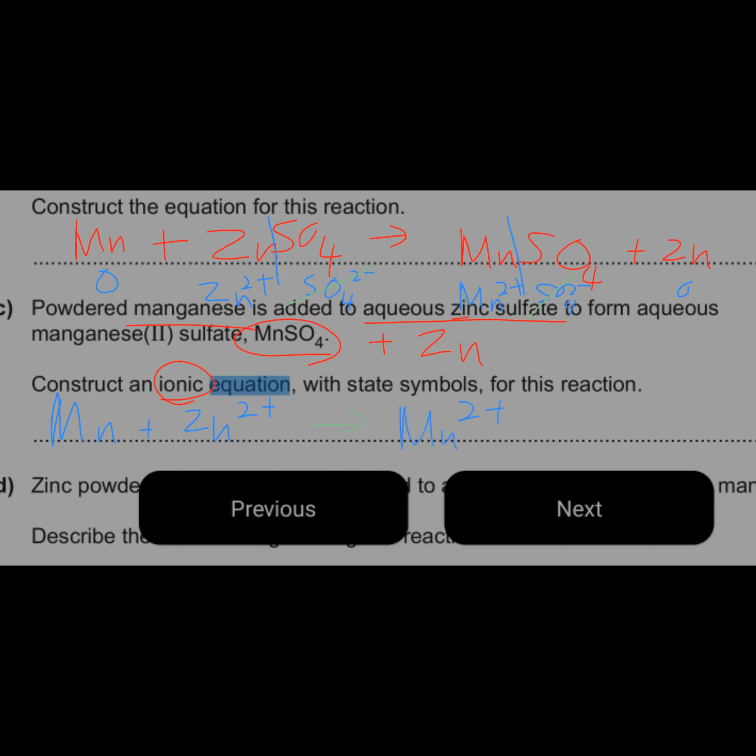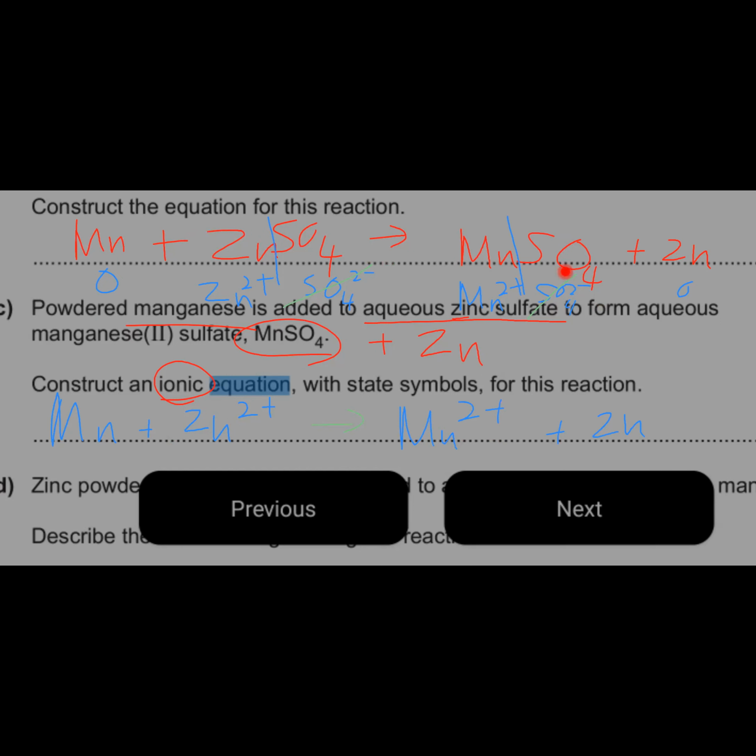Displacement reactions, ionic equations are so easy, isn't it? This is an ionic equation for a displacement reaction. So that's quite easy. If you can't get to this step at once, please do this step. You can write this overall equation step.